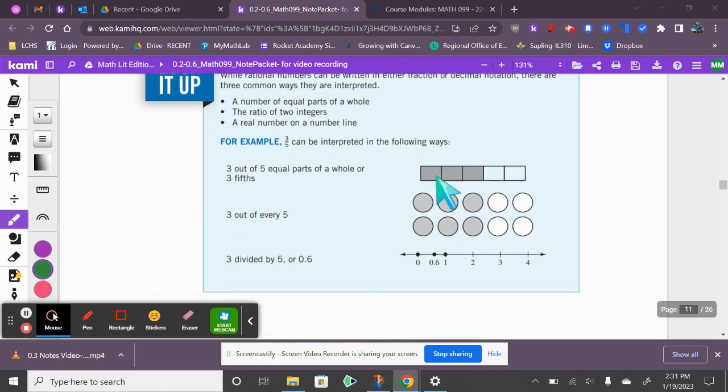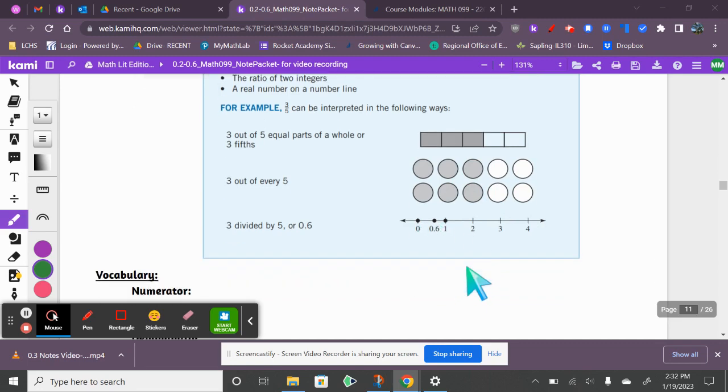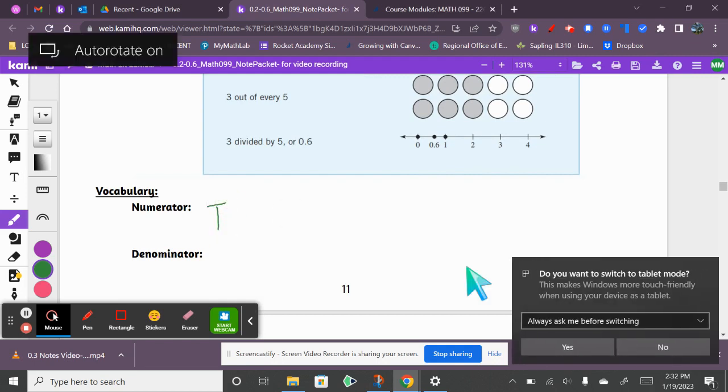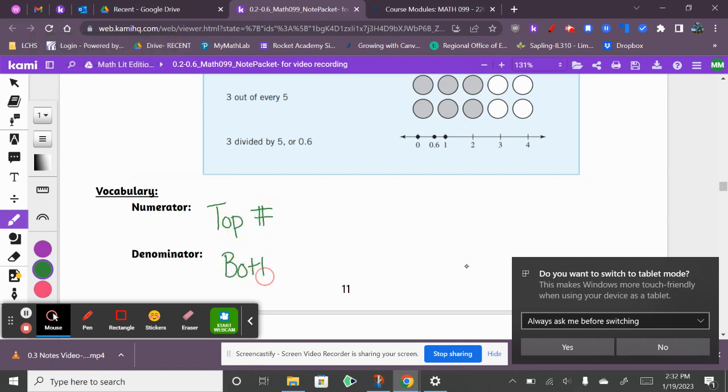We can think of it as 3/5, or 3 parts out of 5 total parts that make a whole. Or 3 out of every 5, which simplifies to 6 out of every 10. And you can also think of it as 0.6 on the number line, being between 0 and 1. Some important vocabulary is that the numerator is your top number and the denominator is your bottom number.